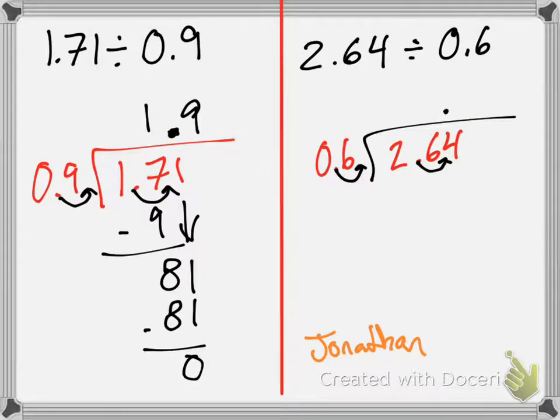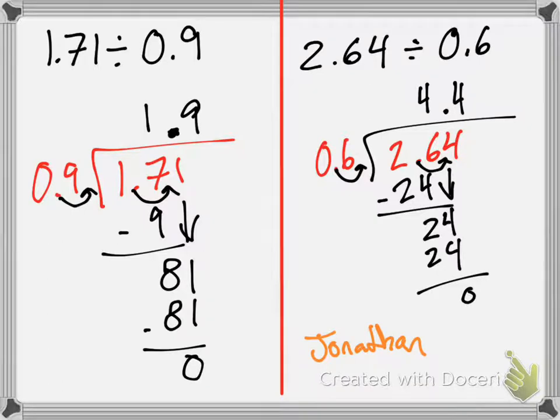Jonathan, 6 can't go into 2. But how many times can 6 go into 26? It can go four times. Perfect. And that's 24. We subtract, we get 2. Am I done? No, I have to bring down my 4. Hey, look at this, Jonathan. How many times does 6 go into 24? 4 times. It's 24. We get 0. Perfect. 4 4/10 is our answer.